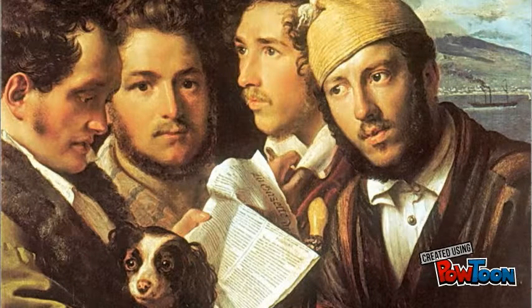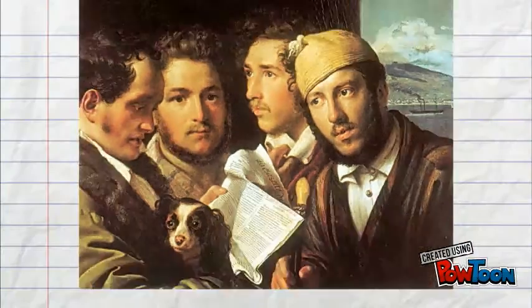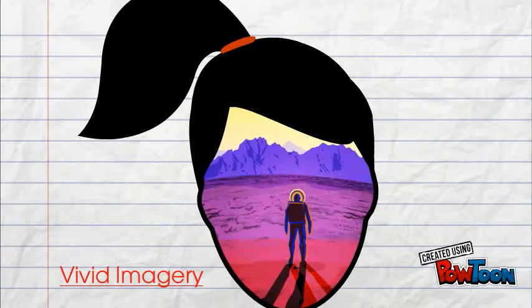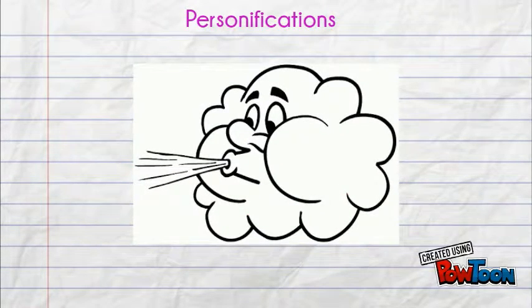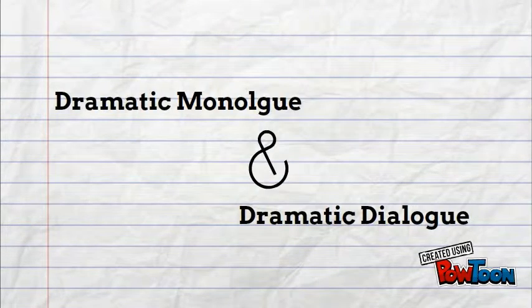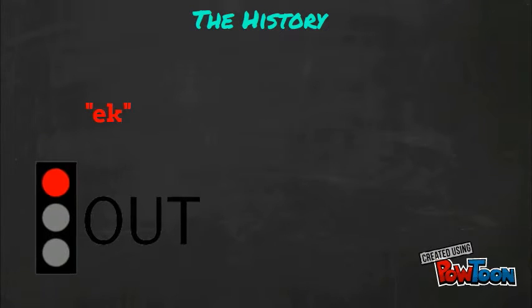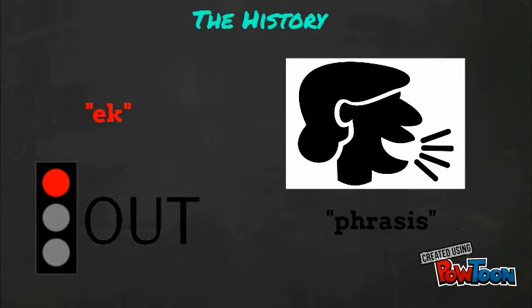it were physically present. The narrator is able to place himself in the world of the art to enhance the description using literary devices such as vivid imagery, metaphors, personifications, and dramatic monologue or dialogue. The word ekphrasis derives from ancient Greece, where ek means out and phrases means to speak.